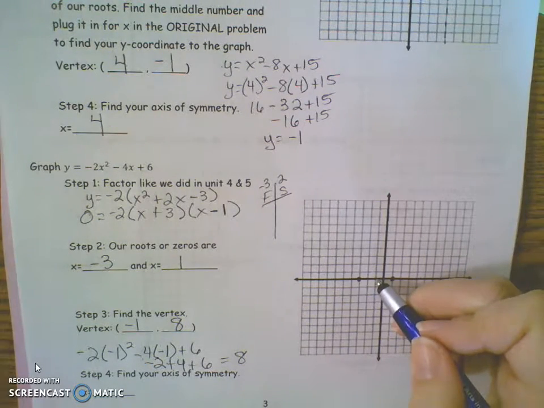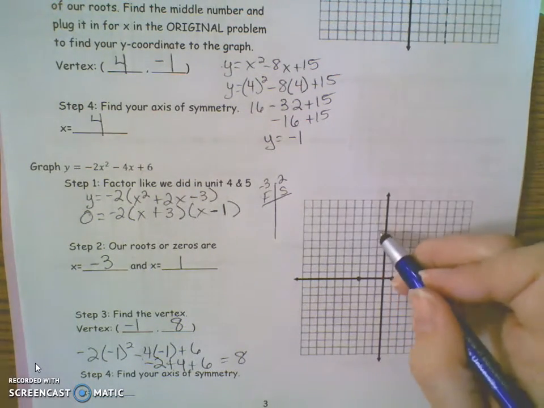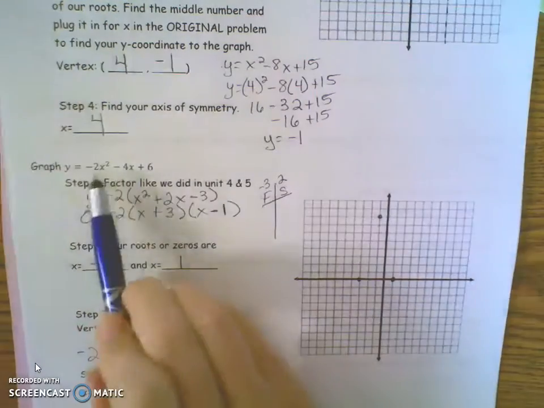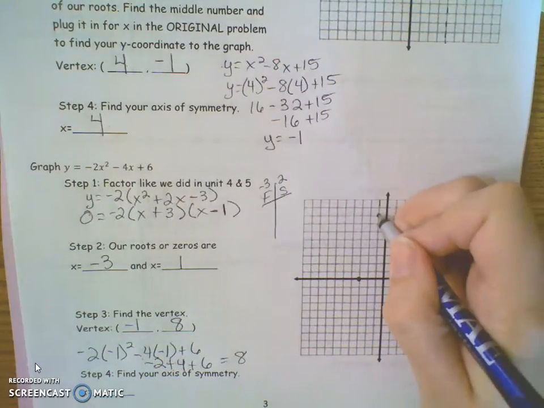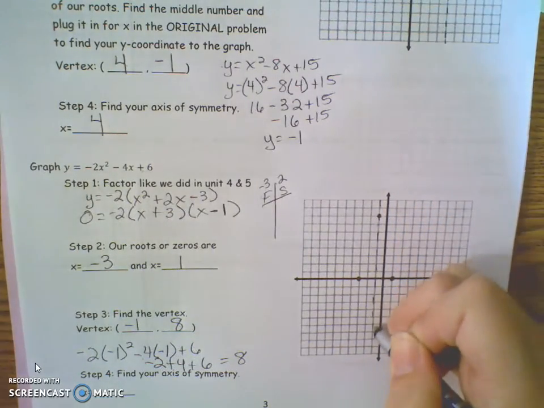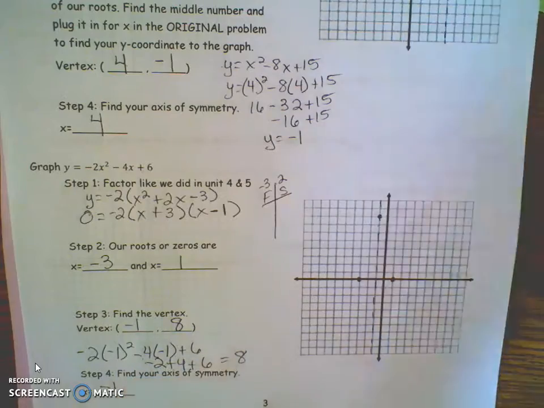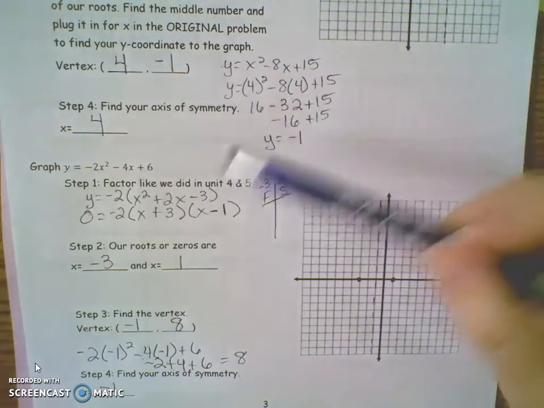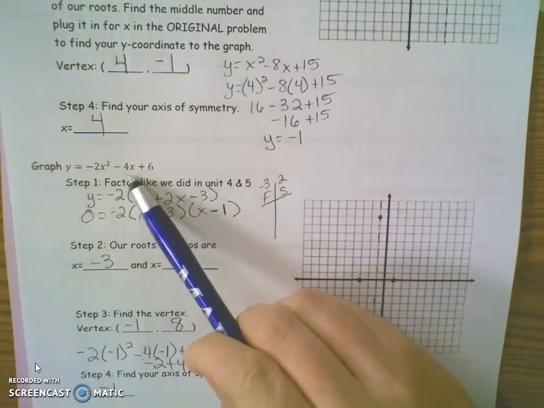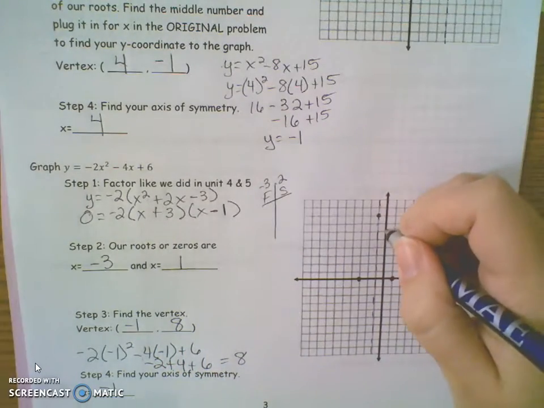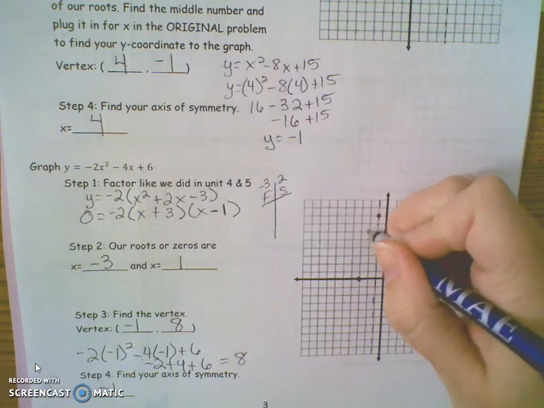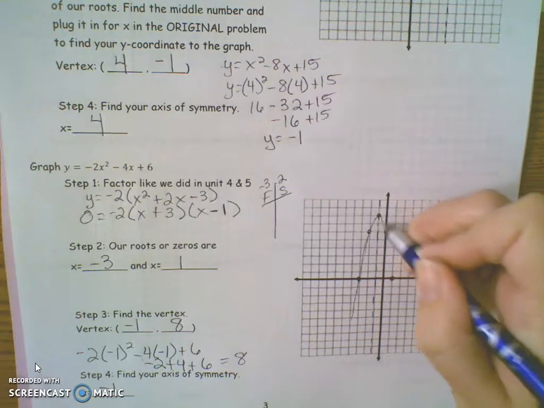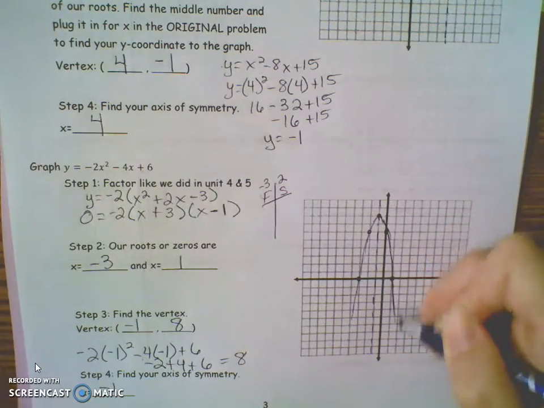So negative 1, 1, 2, 3, 4, 5, 6, 7, 8. And this makes sense because I know it's going to open downwards since I started out with a negative 2. My axis of symmetry, right down the middle here, that's going to be negative 1. And if I want to, I can find my y-intercept just to give me another point to go with. If I put zeros in for x, I'm going to end up with positive 6. So there's that. And then on the other side, I'm going to have a symmetrical one. So that is what my parabola looks like.